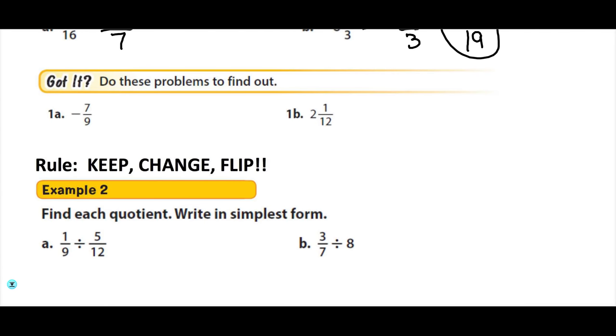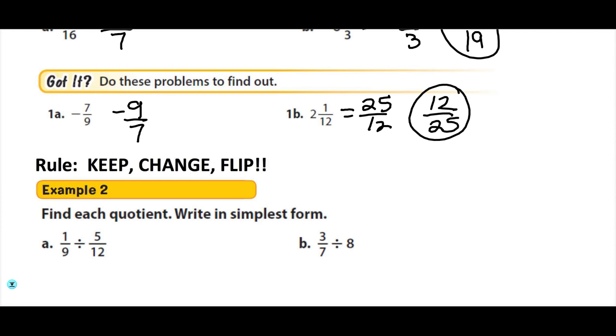All right, let's go ahead and pause and do the got it question by ourselves and come back to me just as soon as you're ready. And let's take a look. So this one is simply negative 9/7. And 1b, we have to first convert it. So we need to do 2 times 12, which would be 24, plus 1 would be 25. So I end up with 25/12, but then I have to flip it, so it's actually 12 over 25.